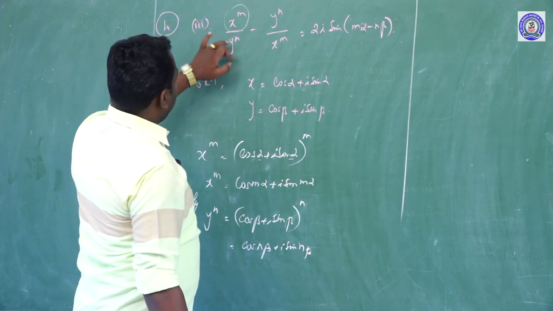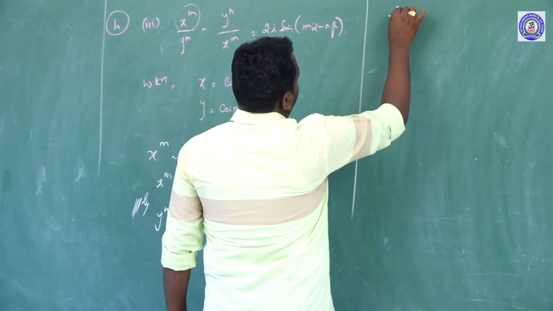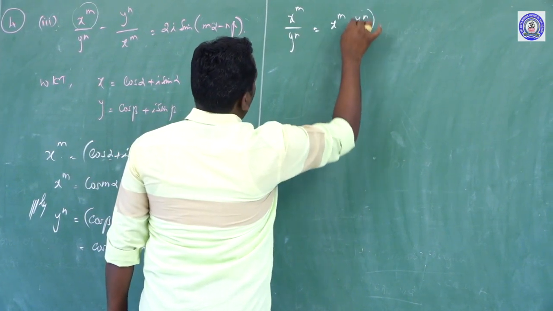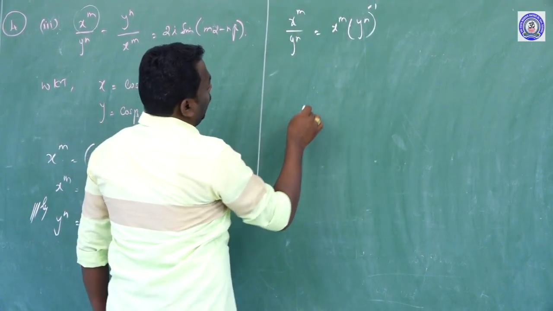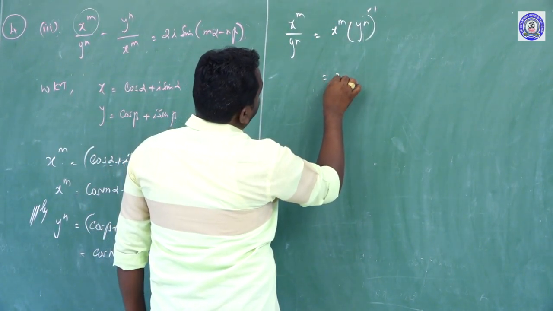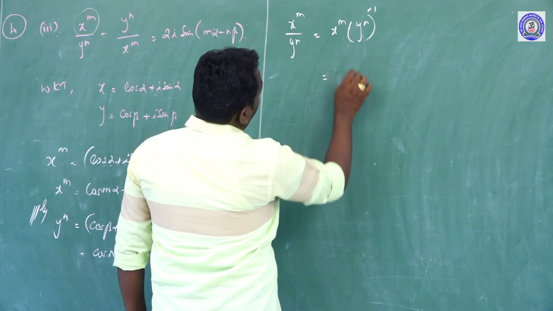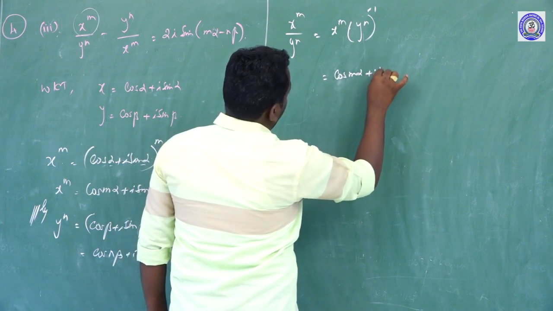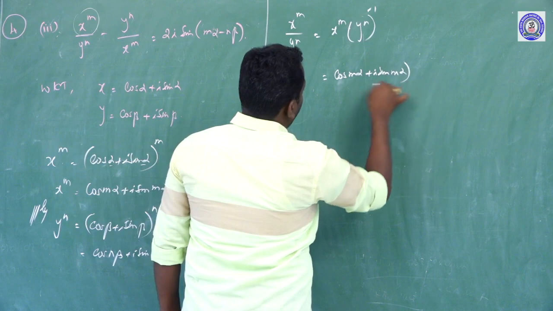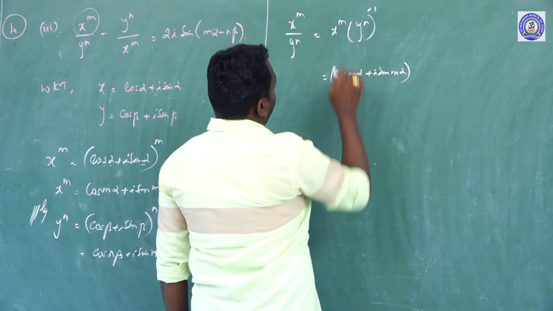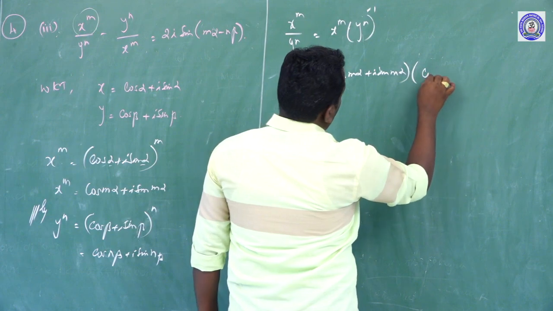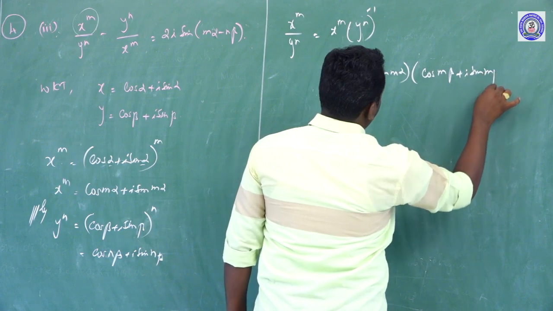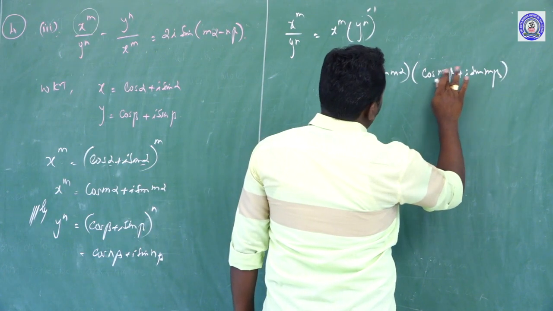Now find the term x^m / y^n, that is equal to x^m into y^n whole power minus 1. Just bring it to the numerator. We know x^m is cos mα + i sin mα. Then y^n is cos nβ + i sin nβ.